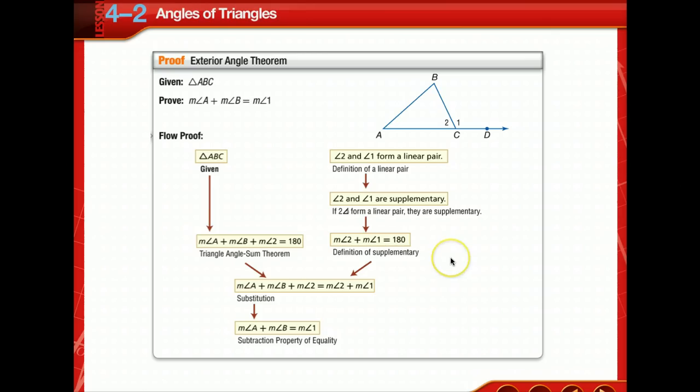We can also use the exterior angle theorem to find missing measures. So notice we sort of merge here. Okay, to me, this makes more sense. I love using flow proofs.